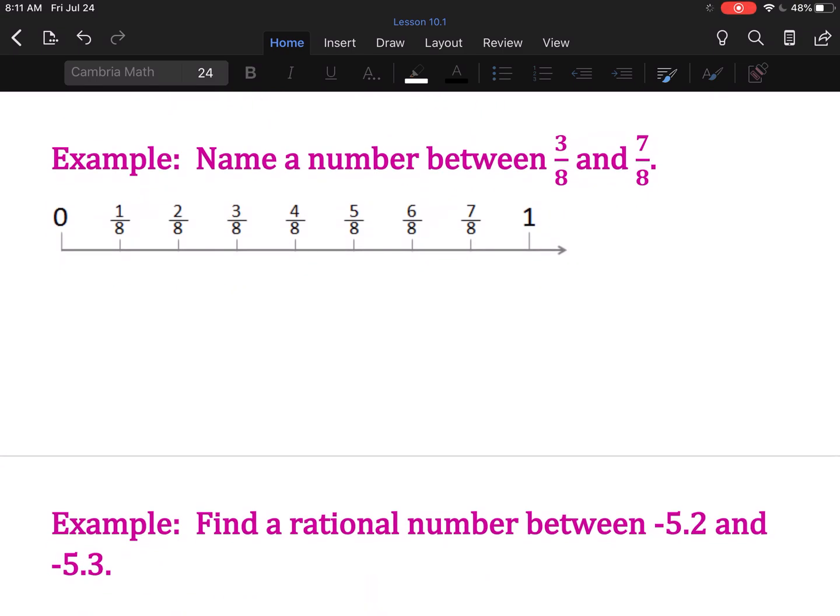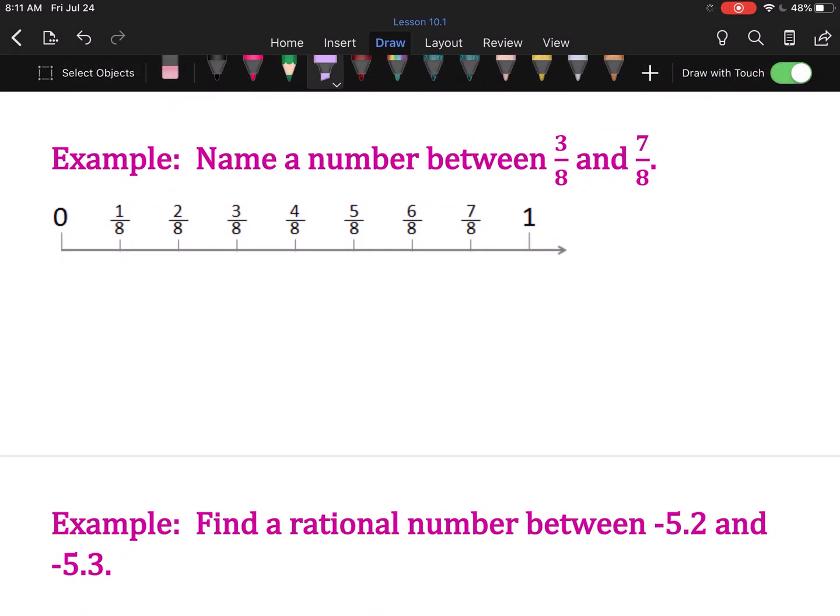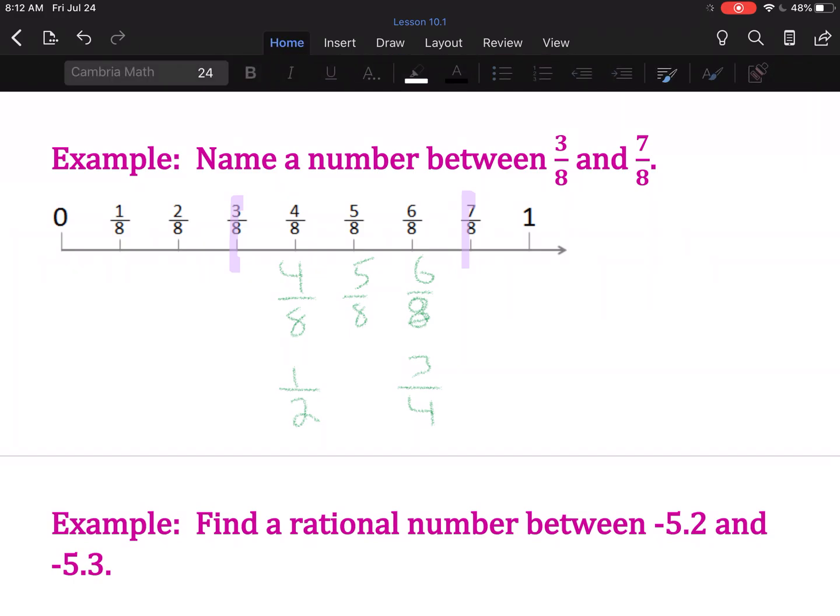Name a number between 3/8 and 7/8. So you can tell me 4/8, which is actually a half. You can tell me 5/8, or you can tell me 6/8, which is 3/4. With a number line, that's pretty easy to see. Also, you can literally just pick any numerator. We're between 3 over 8 and 7 over 8, so 4, 5, and 6 are between 3 and 7.